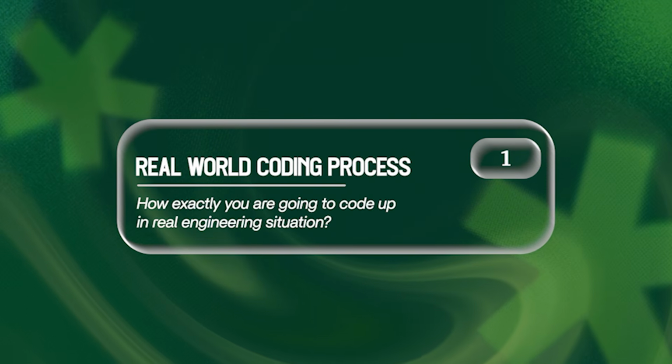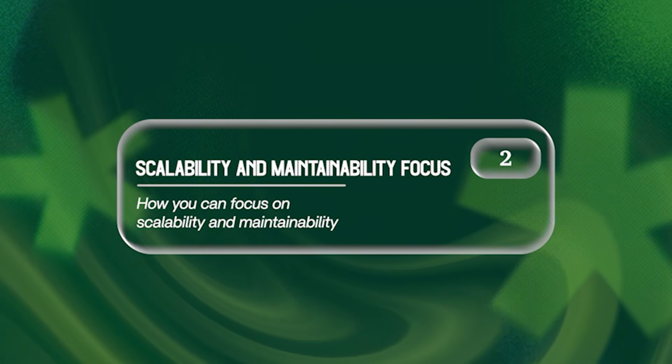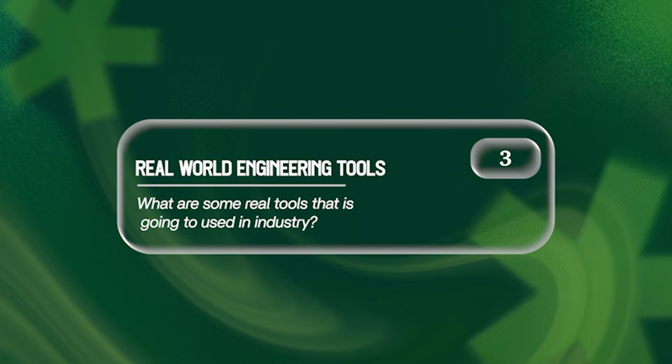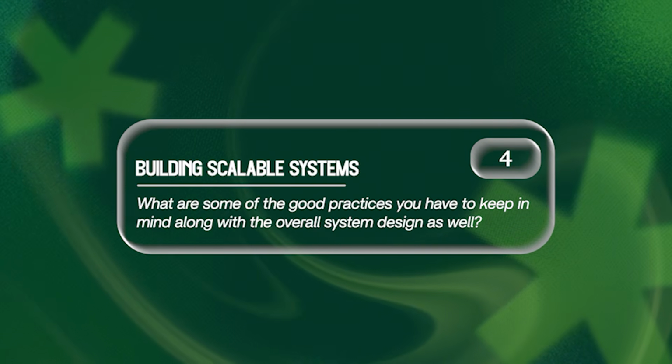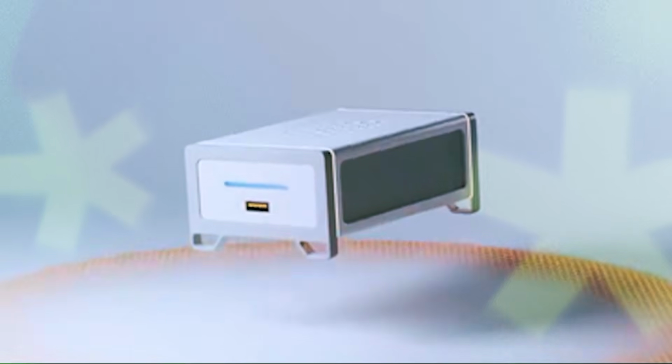Most of them lack one simple thing, which is what you are actually going to do in real software development products. When you are going to integrate AI in all of these softwares, how exactly you are going to code in real engineering situations, how you can focus on scalability and maintainability, what are some real tools that are getting used in the industry, and what are some of the good practices that you have to keep in mind, along with the overall system design as well.